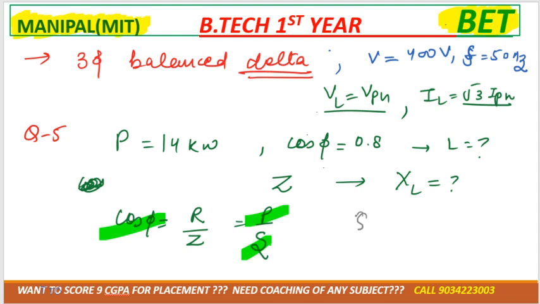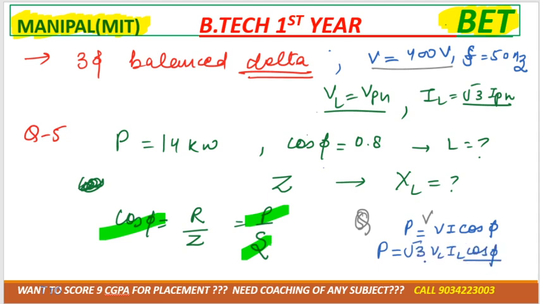Yeah, then you can get Q. Okay, voltage is given, then you can get, right? So P is equal to VI cos phi, right? But it's for three phase, so we'll have the formula P is equal to root 3 VL IL cos phi. Cos phi is given, power is given, VL is given.